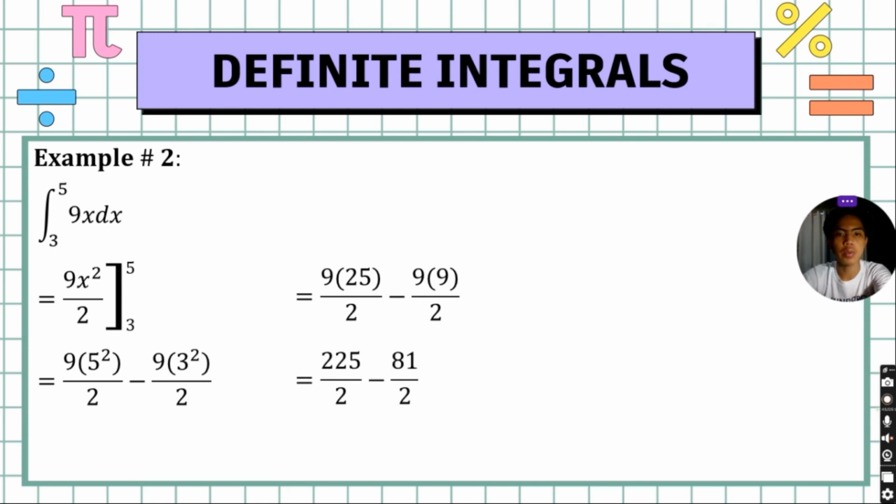9 times 25 is 225 and 9 times 9 is 81. Since they have the same denominator, we can subtract them easily. 225 over 2 minus 81 over 2 is equal to 144 over 2. 144 is divisible by 2. So if we divide 144 by 2, it will now become 72 as the final answer.